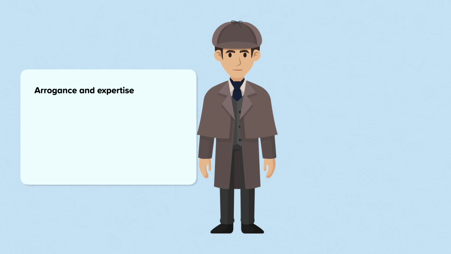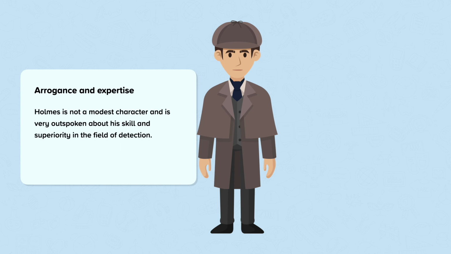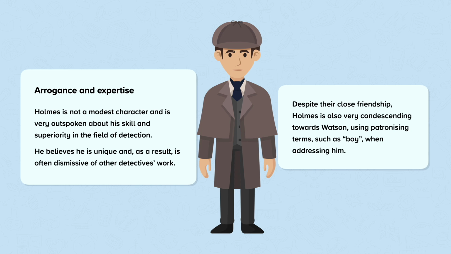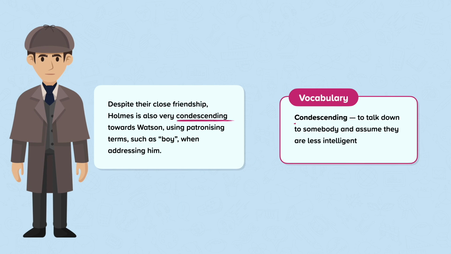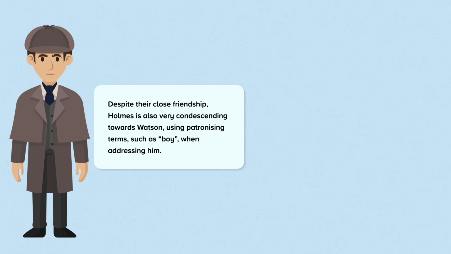Holmes is an expert, but he is also arrogant. He is not a modest character and is very outspoken about his skill and superiority in the field of detection. He believes he is unique and as a result is often very dismissive of other detectives' work. Despite their close friendship, Holmes is also very condescending towards Watson, using patronising terms such as boy when addressing him. The word condescending means to talk down to somebody and assume that they are less intelligent.